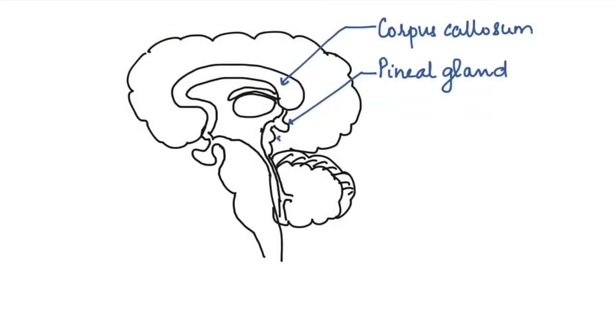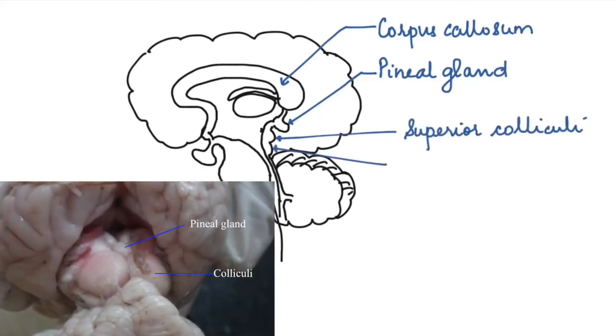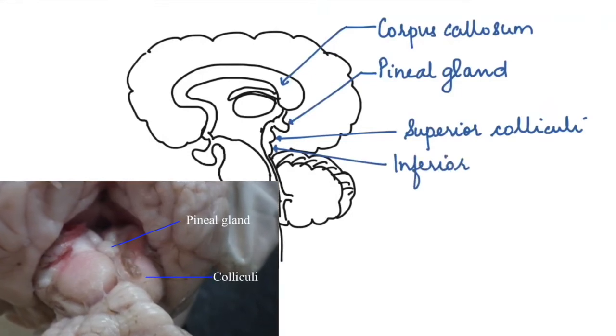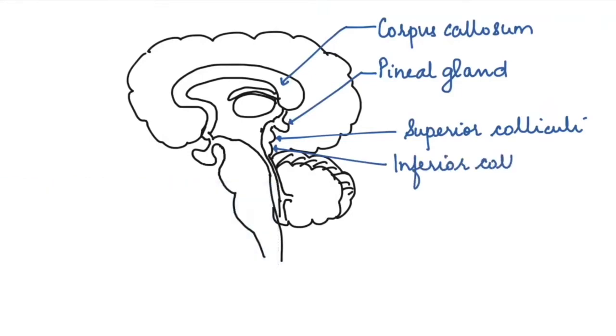Here we see the internal structure showing the corpus callosum and the pineal gland. The midbrain has the four colliculi or swellings. This is seen here in the picture. You can see the four swellings here. So this part is the midbrain. So it has four swellings. The upper ones are called the superior colliculi and the lower ones are called the inferior colliculi. So these two together is what we call the corpora quadrigemina.